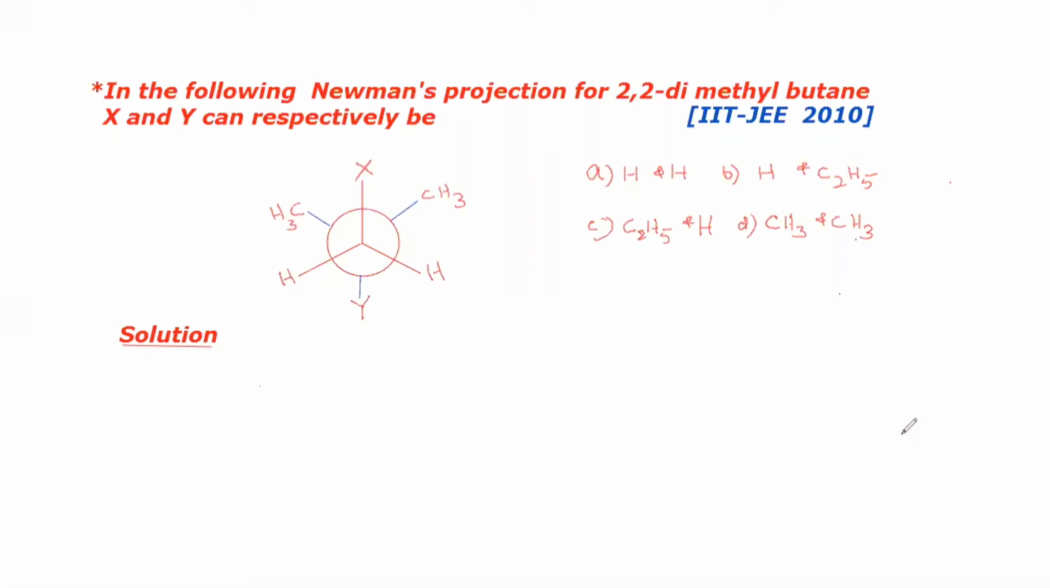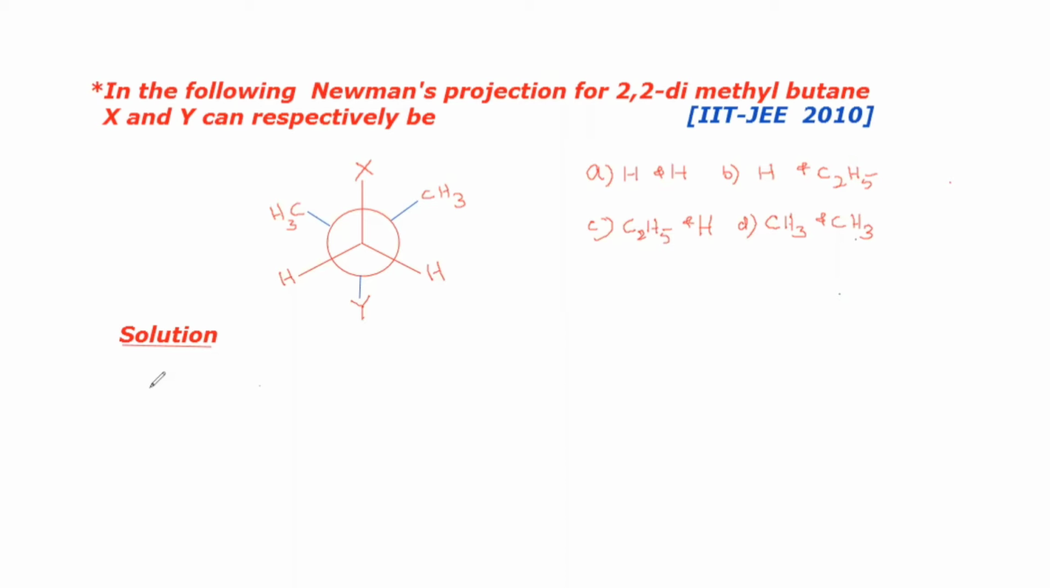Welcome to the channel. Today's question is, in the following Newman's projection for 2,2 dimethylbutane, X and Y can respectively be. Dear aspirants, to this question, examiner wanted to check your application skill in conformational isomerism concept. We have to select more than one right options. Let us start the solution.